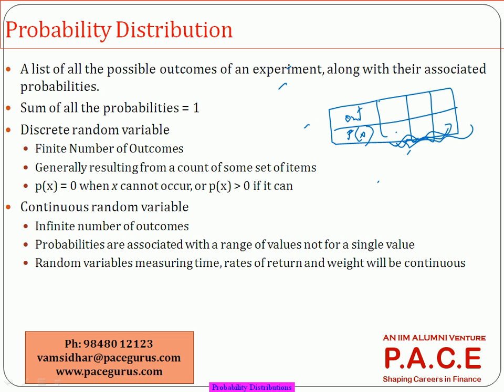If the number of outcomes is finite, like the number of heads when I toss a coin 3 times, probably 0 heads is possible, 1 head, 2 heads, 3 heads are possible, nothing more than that. Or the value that I get when I throw a dice, hardly 6 values are possible. Whenever the number is limited, countable, finite, we call those kinds of distributions discrete distributions.